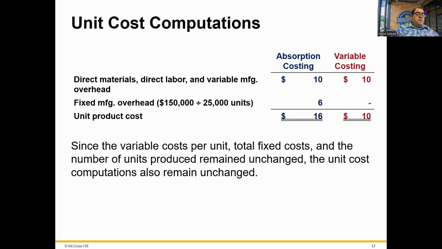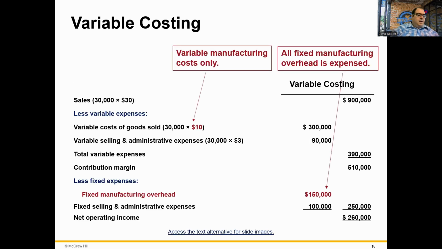So since the variable cost per unit, total fixed costs, and the number of units produced remained unchanged, the unit cost computations also remain unchanged. Under variable costing, the unit product cost is $10. All 150,000 of fixed manufacturing overhead costs is expensed within the current period. And so the net operating income is going to be $260,000.